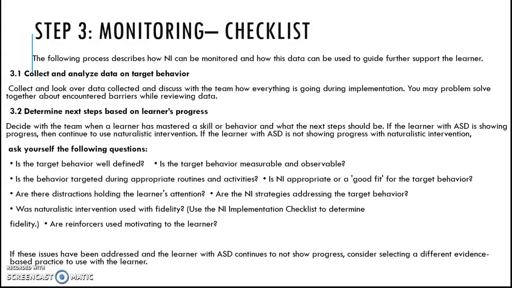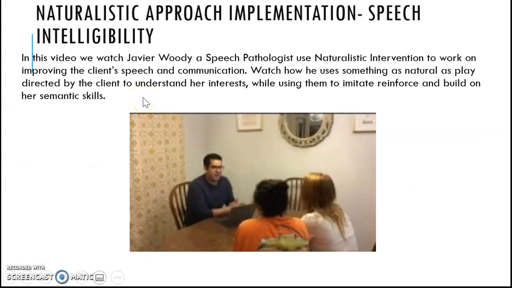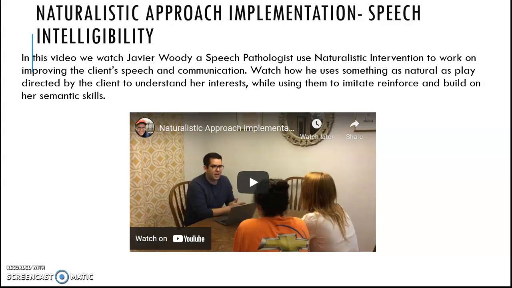So we always need to make sure that that is measurable and something that can be changed. We can't just give them a behavior that they don't know how to do and just expect that they're going to do it. Also, are there distractions holding the learner's attention? Is the target behavior appropriate? Those are 3 big considerations that we need to use while monitoring and making sure we are effectively using naturalistic intervention. So here is a video real quick we will watch of Javier Woody, a speech pathologist who uses naturalistic intervention to work on improving the client's speech and communication.